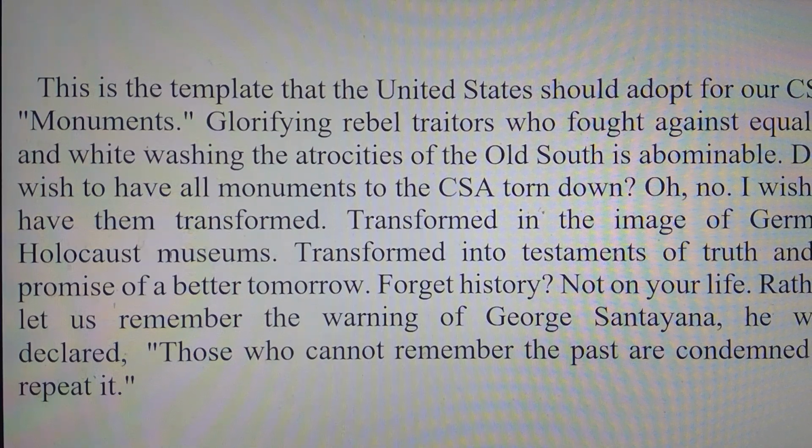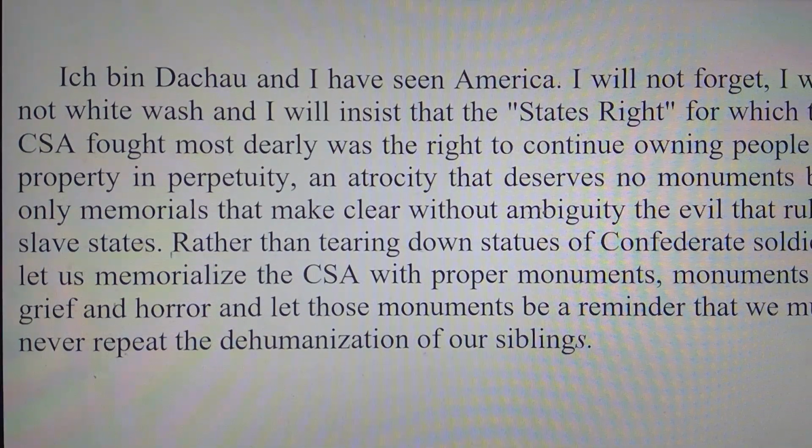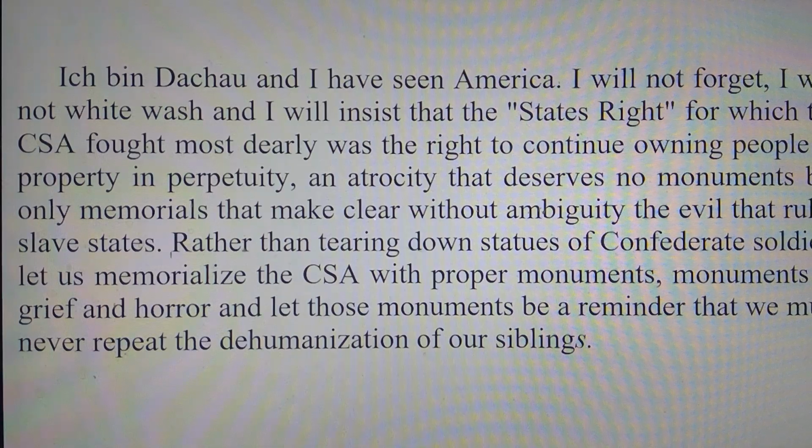Rather, let us remember the warning of George Santayana, he who declared those who cannot remember the past are condemned to repeat it. Ich bin Dachau, and I have seen America. I will not forget, I will not whitewash, and I will insist that the states' right, for which the CSA fought most dearly, was the right to continue owning people as property in perpetuity, an atrocity that deserves no monuments but only memorials that make clear without ambiguity the evil that ruled slave states.